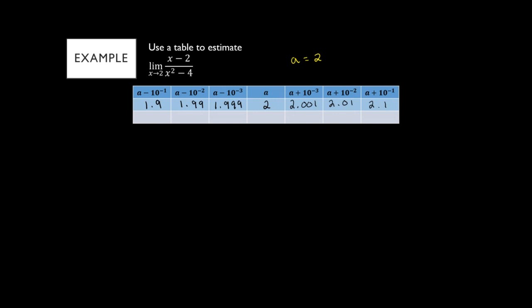This is how this table works. Your middle point is what you're interested in, and then you want to get closer and closer to it from the left and the right. And this is how we approximate this limit.